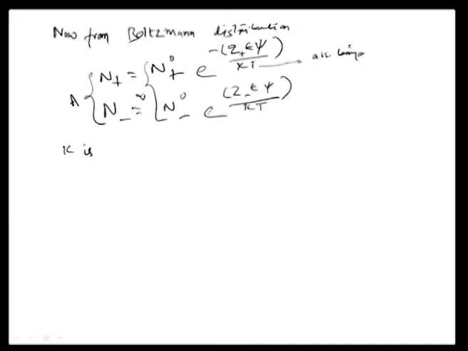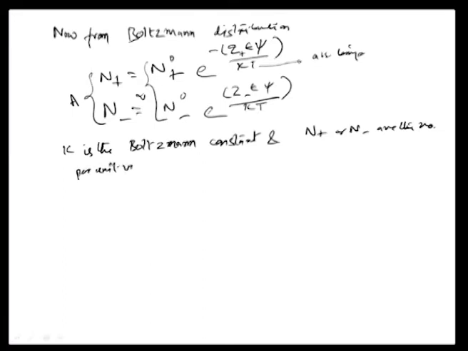So, k is the Boltzmann constant, and n plus or n minus are the numbers per unit volume near or at A, and n plus 0, n minus 0 are the numbers per unit volume at infinity, or at infinite distance.